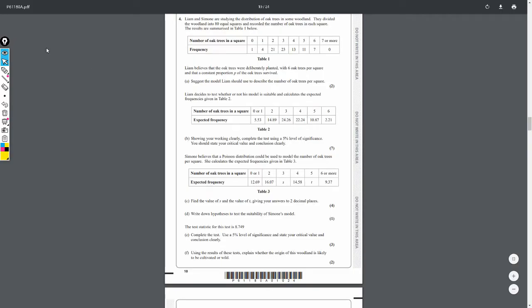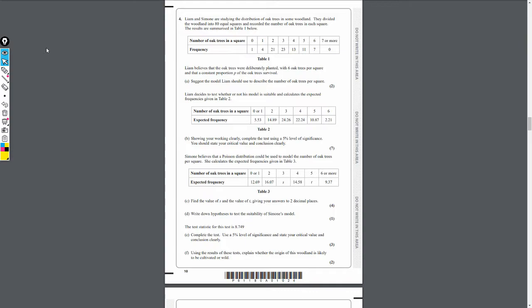Moving on to question 4 now, we have a very long question here, and it's split up into a few different parts, but the main core of this question is looking at the chi-squared test. So, let's just have a look at what we've got going on. So we've got this distribution here of oak trees in some woodland, and they're dividing the woodland into 80 equal squares and recording the number of oak trees in each square.